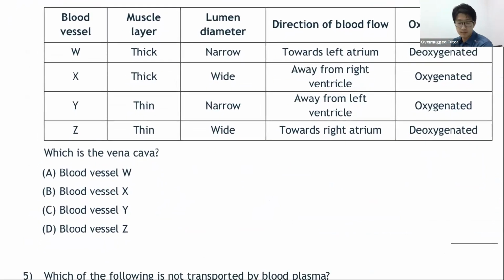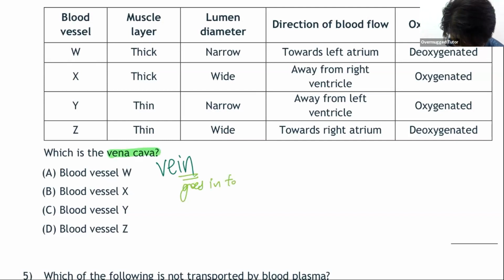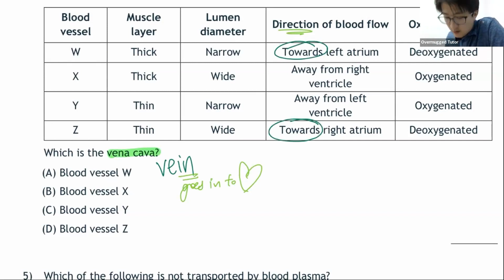Okay. So, vena cava. What is the vena cava? It's a vein. Very good. So, as I said earlier on, veins bring blood in to the heart, right? So if you look at the direction of blood flow, it has to be towards, right? Okay.